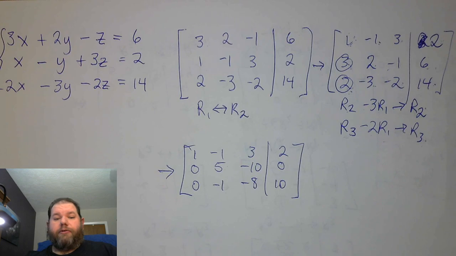Again, keep in mind there are 3 different operations, row operations, that we can perform. 1, we can switch 2 rows. 2, we can multiply or divide a row by a number. And 3, we can add one row to another, or a multiple of one row to another.